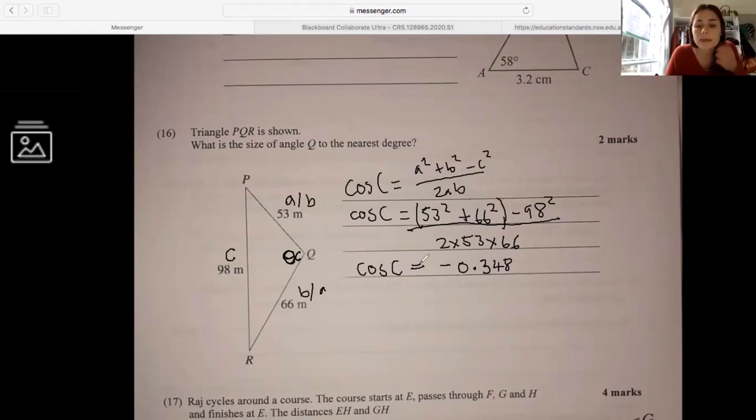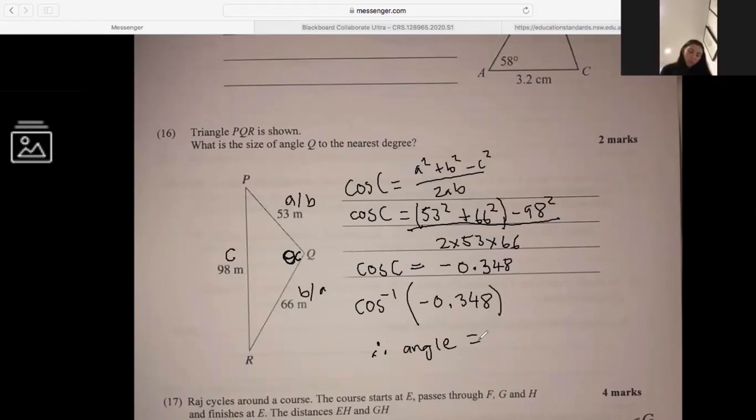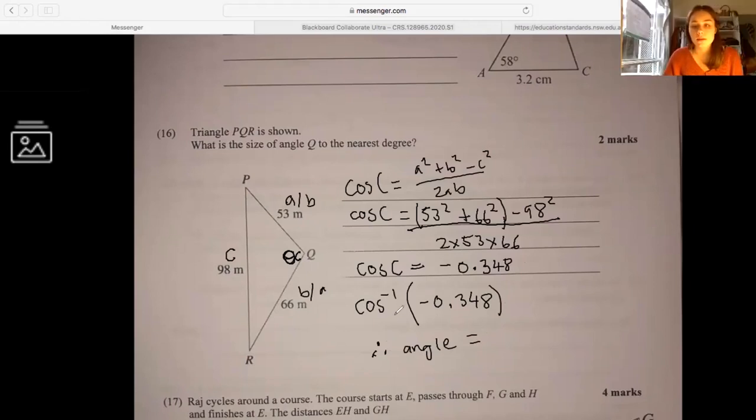So that's what cos C equals. And if we're finding an angle, you have to press shift cos, so you have to do cos inverse. So if you put 0.348 into your calculator, then angle Q equals shift cos of the answer. And then did you put it into the cos inverse?